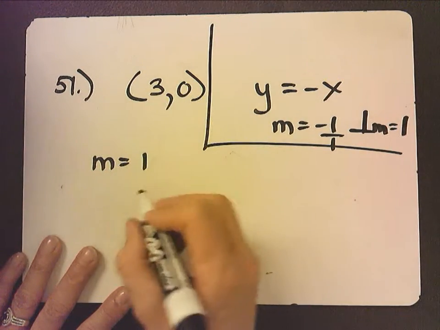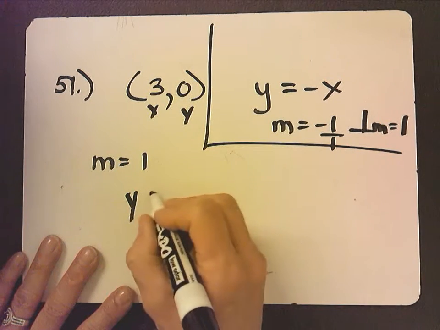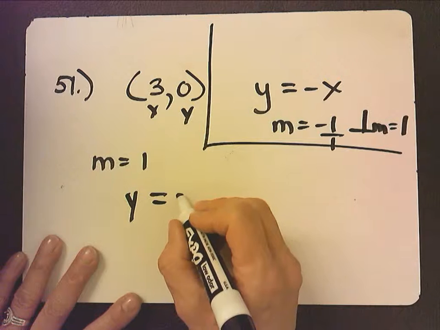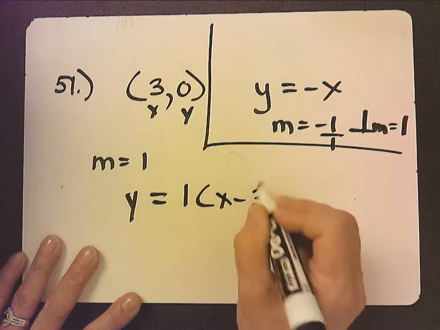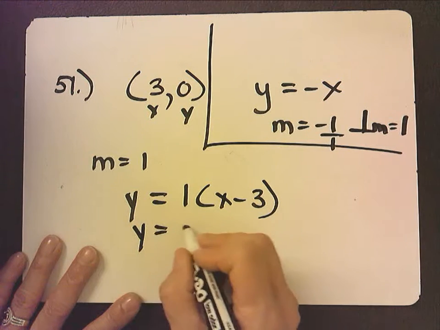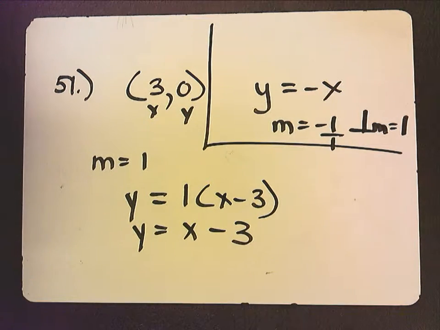And it's going to go through this point. So again, I use point-slope form. Y minus 0, don't have to write, equals 1 times x minus 3. So y equals x minus 3. So that is perpendicular to the line y equals -x, but it goes through that point. Okay, so now let's pick one that is parallel.